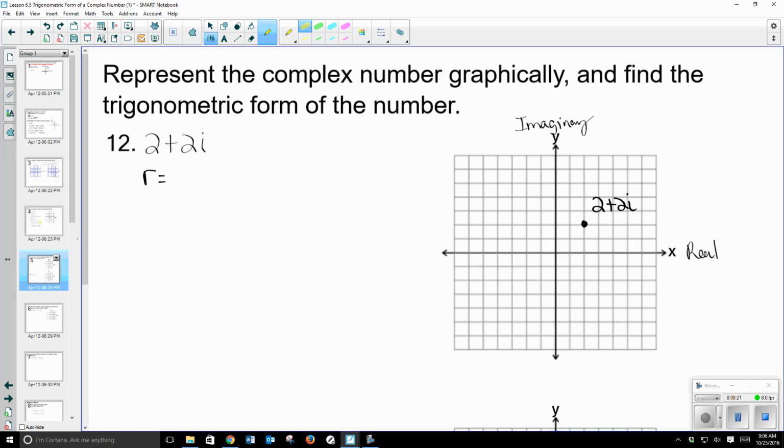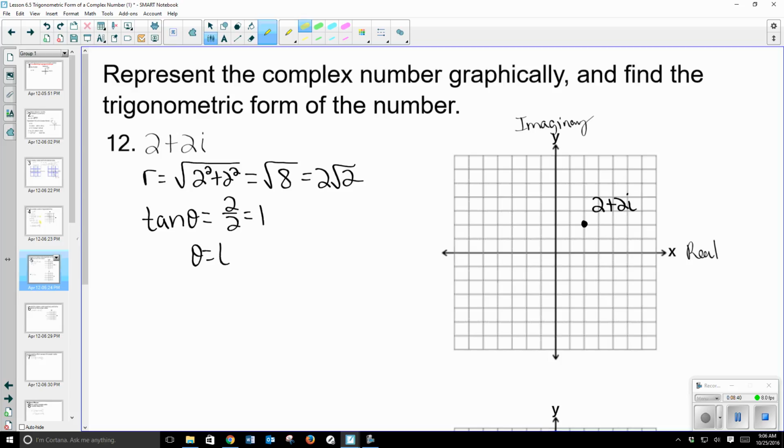r would be equal to, remember, the square root of a squared plus b squared. So that's 2 squared plus 2 squared. It's the square root of 8, which is 2 root 2. Tangent of theta is equal to b over a, that's 2 over 2, which is 1.